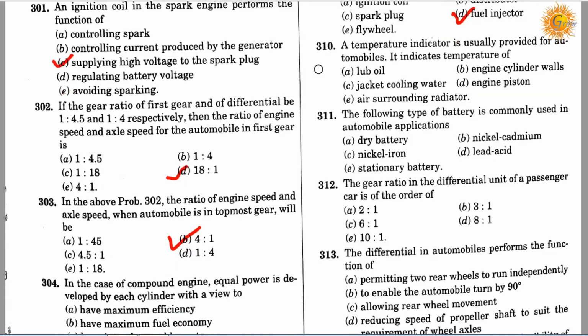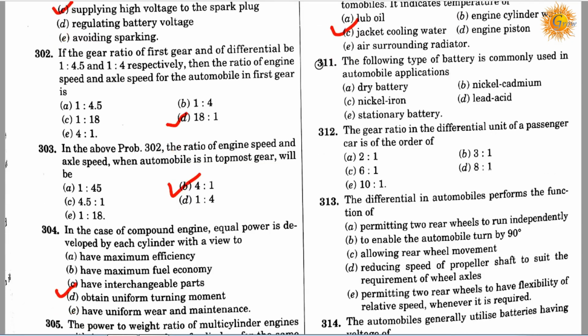Question number 310. A temperature indicator is usually provided for automobiles. It indicates temperature of option A, lubricant oil. Option B, engine cylinder walls. Option C, jacket cooling water. Option D is engine piston. Option E is air surrounding radiator. So the correct answer is C. It indicates the jacket cooling water.